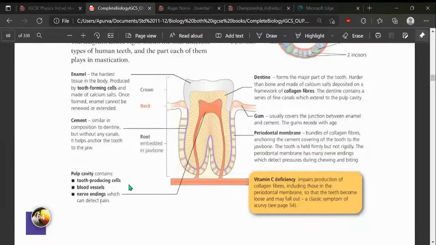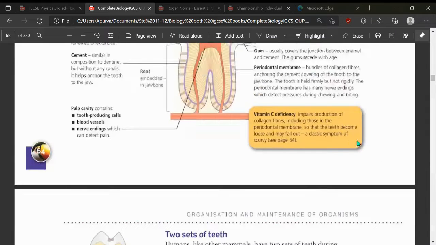Then you have the pulp cavity. It contains the tooth producing cells. It has the blood vessels and nerve endings, so these can detect pain. So when you have a cavity, it starts hurting a bit when it gets into the dentin, but when it reaches the pulp, you are in deep pain.